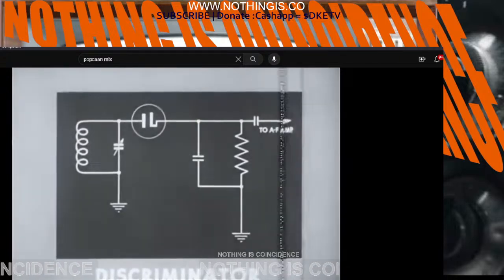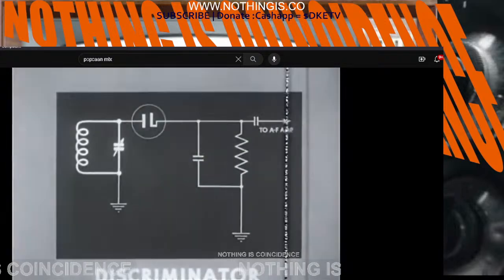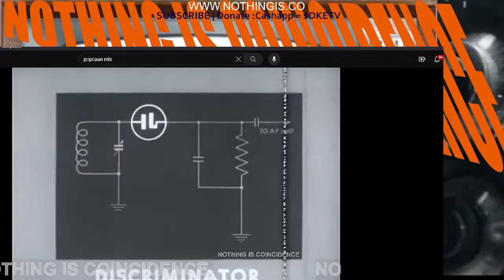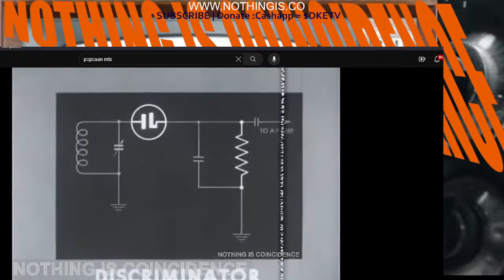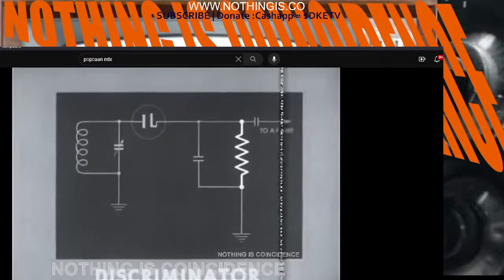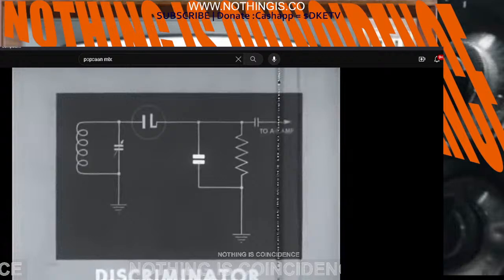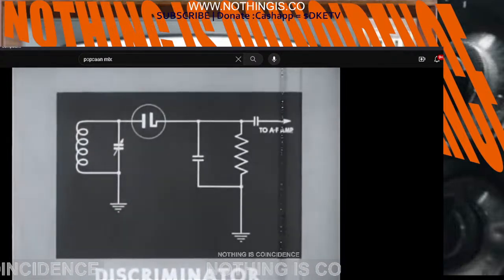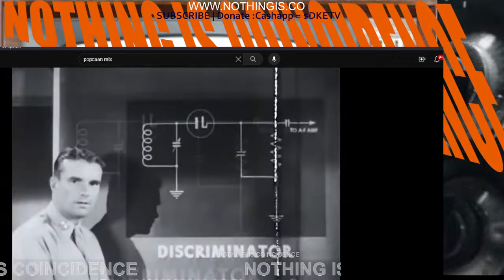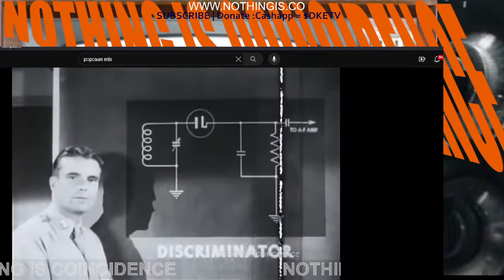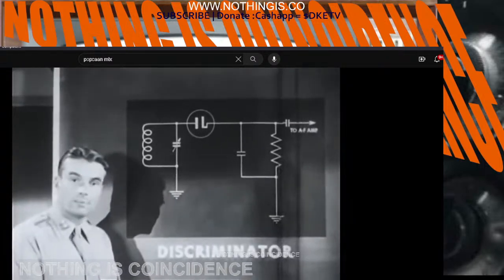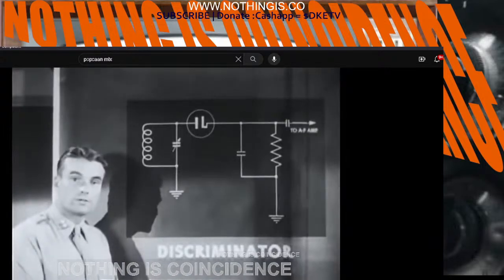It consists of a tuned circuit, a diode detector tube, and a load resistor with a bypass capacitor across it. Now, as you know, a tuned circuit can pass a maximum voltage at its resonant frequency. That is, when the frequency of the incoming wave is the same as the resonant frequency of the circuit.